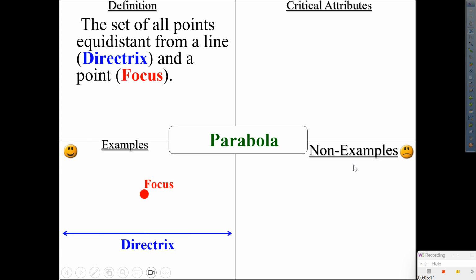Equidistant points make up a parabola. We took notes of that. You don't need that anymore. We got that, right? And we know what is not a parabola? Well, a circle, a square, a line, and so on and so forth.